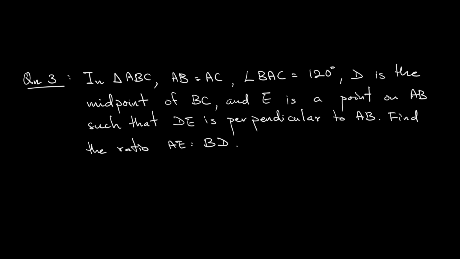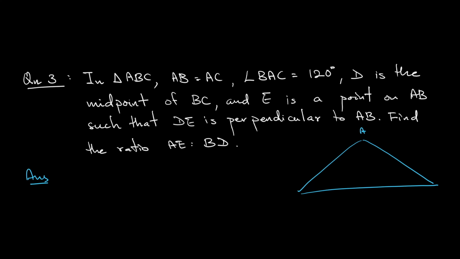Next, question 3. This is a geometry question. So they say that in triangle ABC, AB equal to AC. Alright, so this is already an isosceles triangle. So let's try to draw the figure together. And angle BAC is equal to 120 degrees. So the figure may look something like this. Okay, it's not drawn to scale.